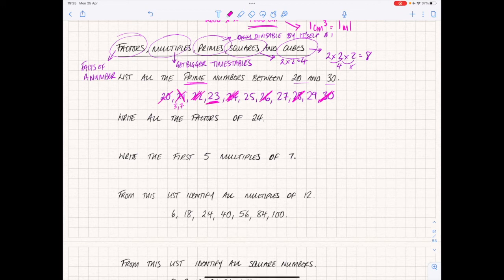23, is there anything that goes into 23? No, so that is a prime. 25 can be divided by 5, so that's not a prime. 27, 3 and 9, so that's not a prime. 29, nothing goes into it, so therefore my two answers would be 23 and 29. Okay, be careful, 21 is not a prime and 27 is not a prime.